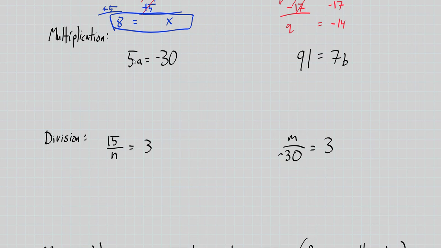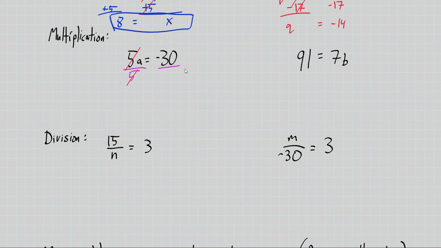So for multiplication, 5a is negative 30. I look at my a, my variable. Is it alone on one side of the equal sign? It's not. What's happening to it? It's being multiplied by 5. How do I fix that? I would like to divide it by 5. If I could divide it by 5, I could cancel those out. I wish that were true, so why not do it?